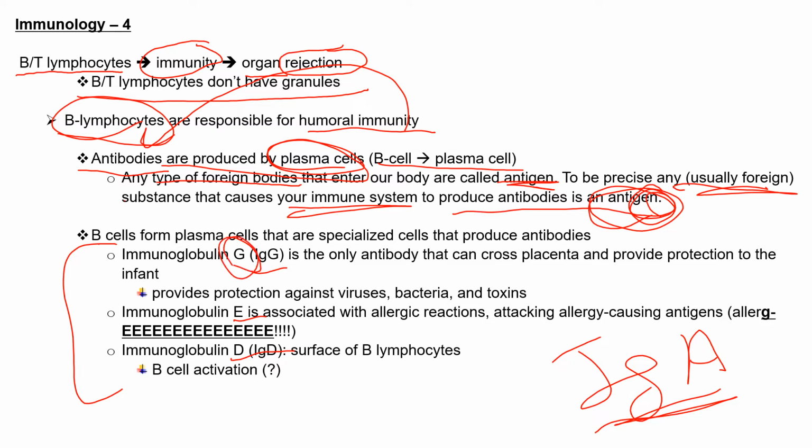Why? It can cross the placenta and protect the little kid. It's the only one that can cross the placenta and go from mom's blood into the blood of that little kid and provide protection to the baby while mom is carrying that baby in utero. All right. What does it do? It can act against viruses. It can act against bacteria. It can act against any toxins as well.